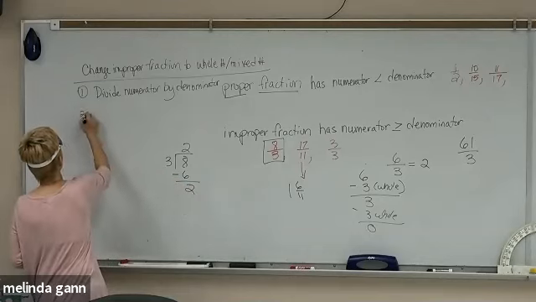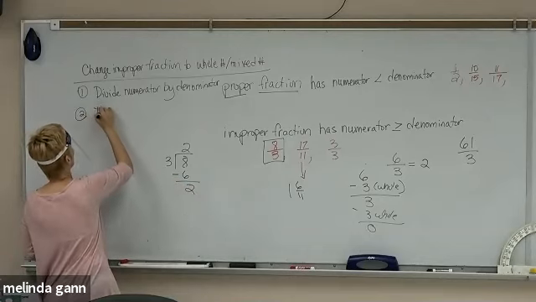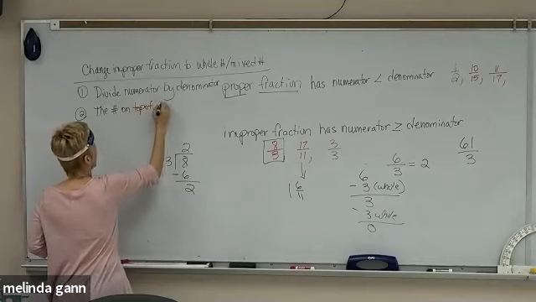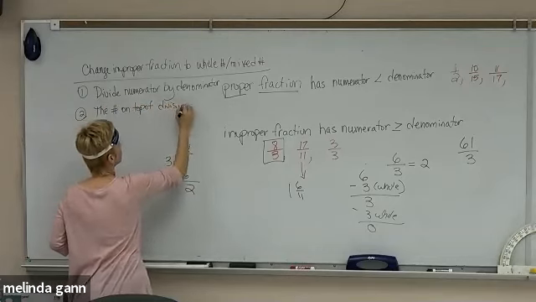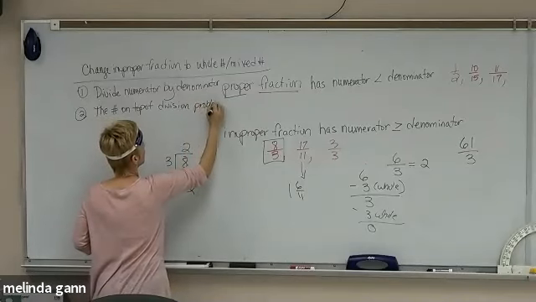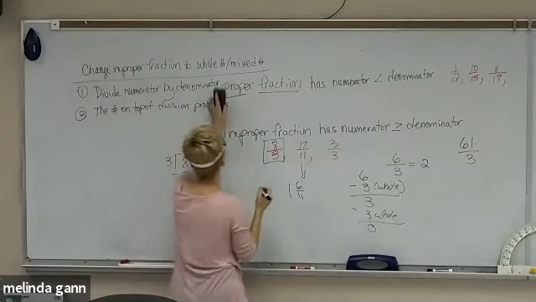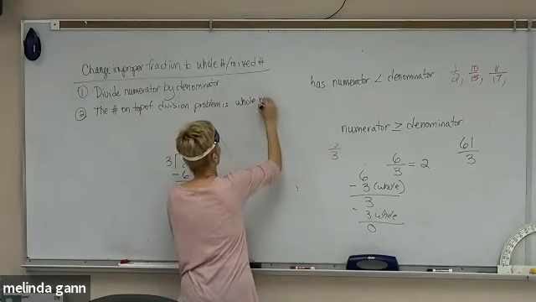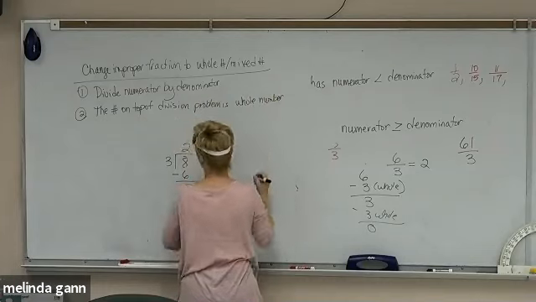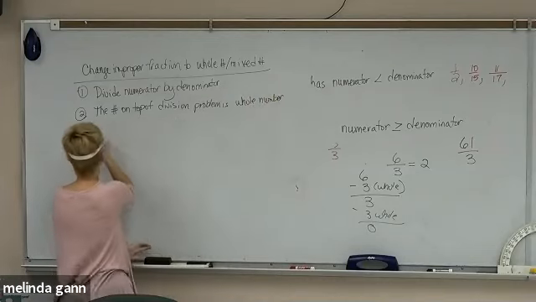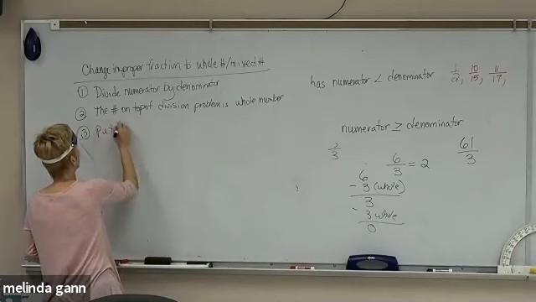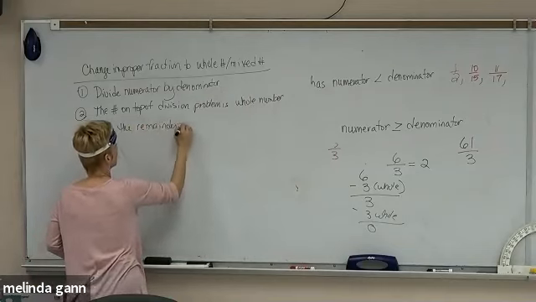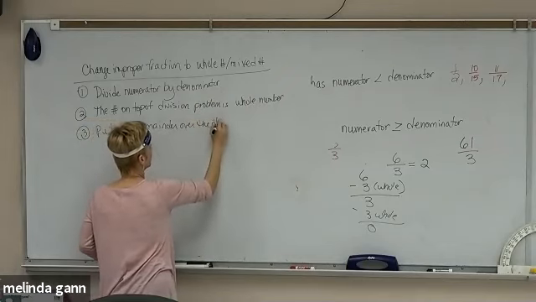So do we understand? Then the number on top of the division problem is the whole number. Okay, or the integer when you get to negative numbers. And then you're going to put the remainder over the divisor for the fraction.